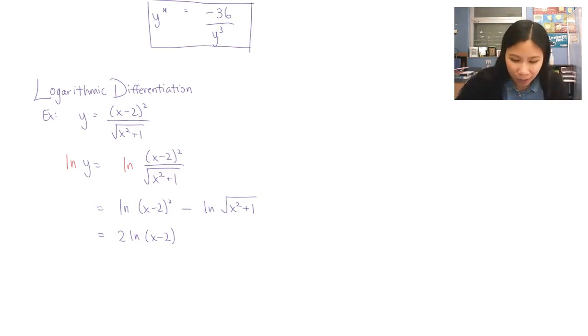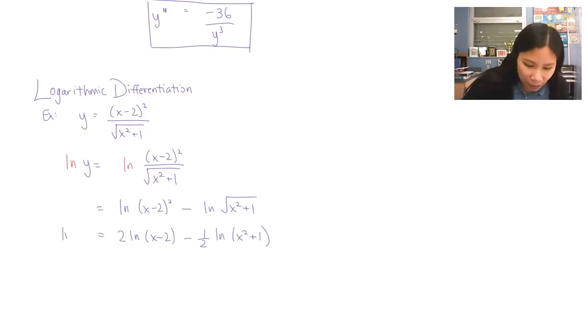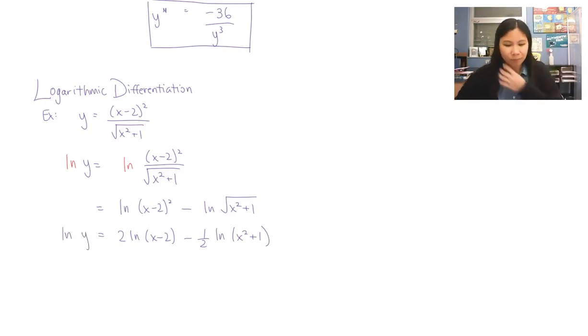Easier. And then on the square root of x squared plus 1, remember square roots are really just an exponent of 1/2. So since it's an exponent of 1/2, I can bring that down to the front. So this is just 1/2 times natural log of x squared plus 1. And so it looks a lot nicer that way. On the other side, we still have natural log of y.